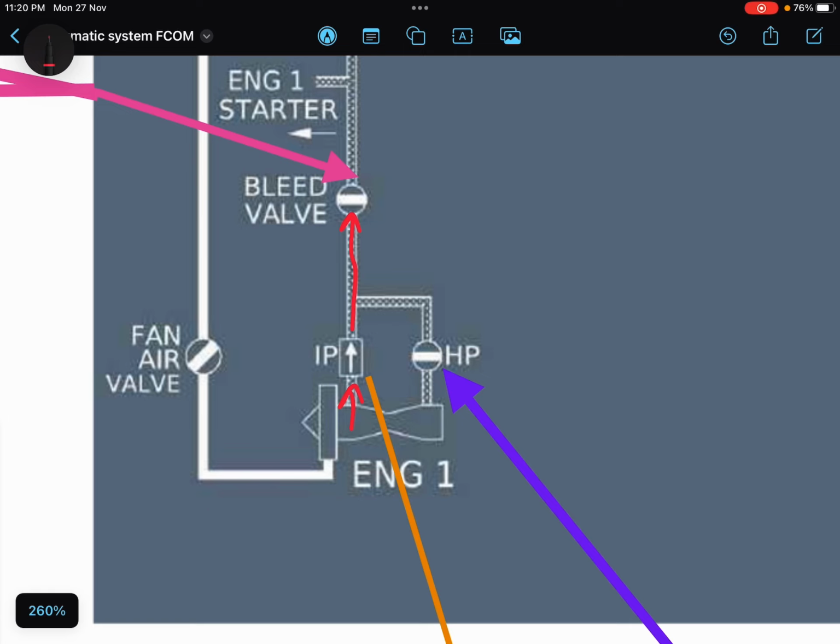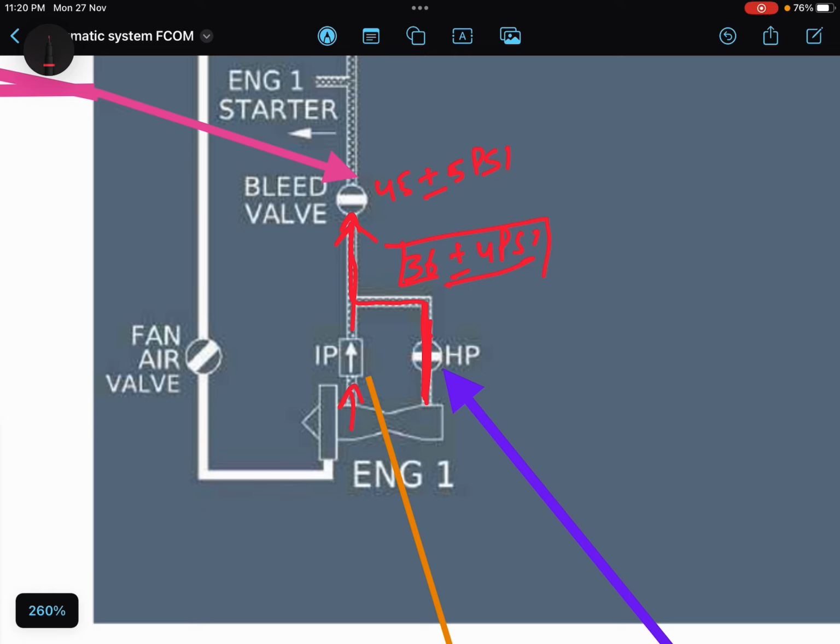When bleed air is taken from the intermediate stages, it is supplied to the bleed valve. Now, if this pressure and temperature is not sufficient, then the HP valve opens. Your bleed valve maintains a pressure of 45 plus minus 5 psi, and over here the pressure will be somewhere around 36 plus minus 4 psi. If this pressure is not maintained, then this HP valve opens automatically and provides the bleed air to the bleed valve.